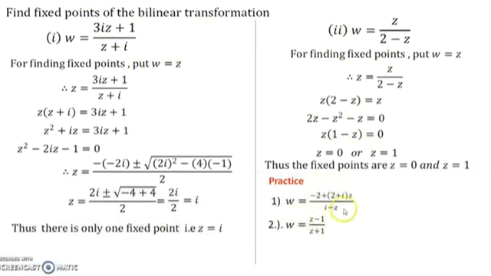So practice these two problems yourself. W is equal to minus 2 plus I into Z by 1 plus I, and W is equal to Z minus 1 by Z plus 1.